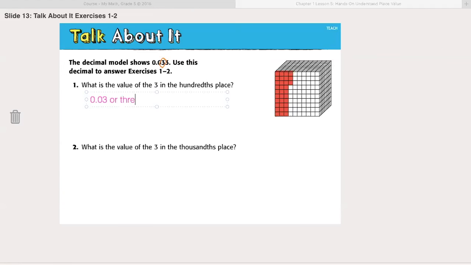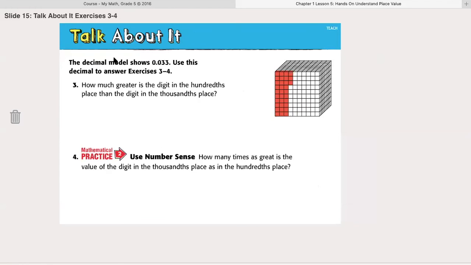or 3/100ths. What is the value of the 3 in the thousandths place? In the thousandths place, the 3 is 0.003 or 3/1000ths. The decimal model shows 0.033. Use this decimal to answer exercises 3 and 4.